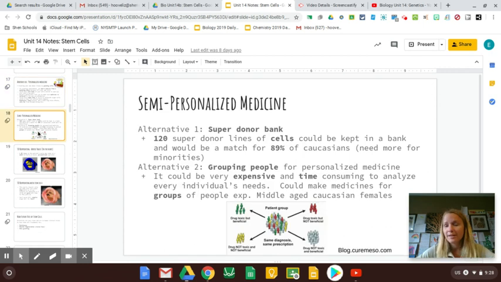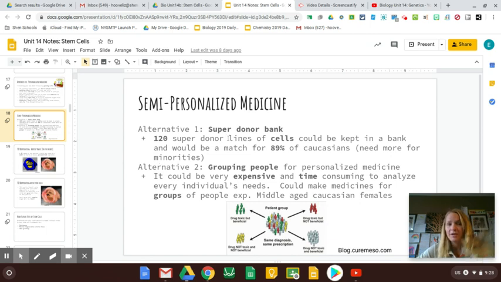So what we could do instead is what I would call semi-personalized medicine. So you don't have a specific little medicine for every single person. Every person has their cells saved, and every person has medicine just for them. You could do medicine that's for groups of people.